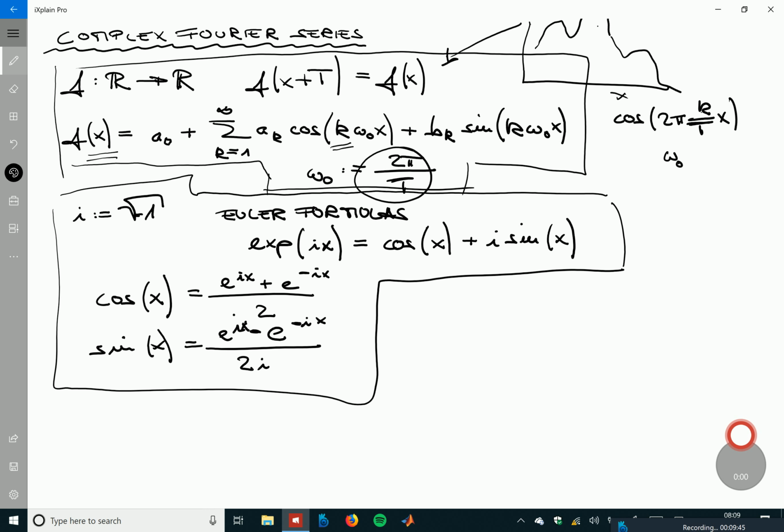Anything else about Euler's formulas or something? No. Good. So everybody is somewhat happy with that.